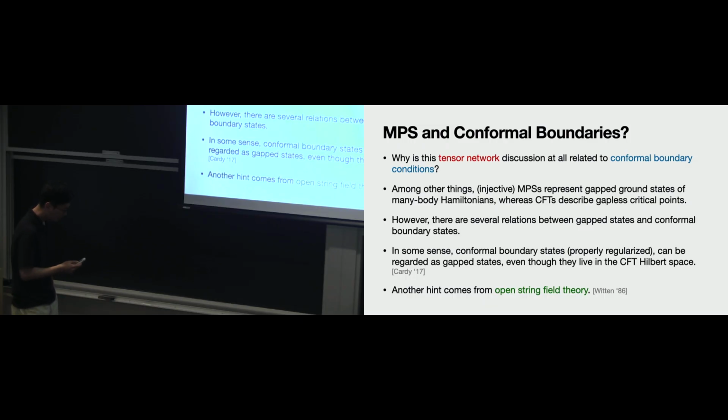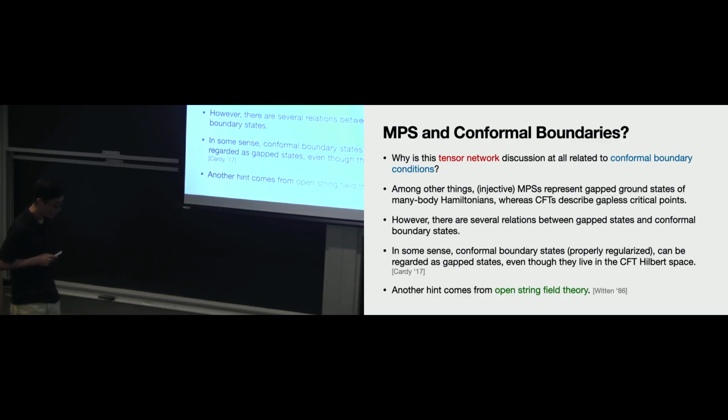So before moving on to boundary conformal field theory, let's step back and ask, why is this tensor network discussion at all related to conformal boundary conditions? Among other things, MPSs, as I said, represent gapped ground states of many-body Hamiltonians. On the other hand, CFTs we usually use to describe gapless critical points. However, there seem to be several relations between gapped states and conformal boundary states.